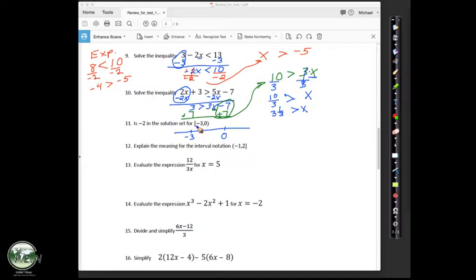For -3, do we have a closed circle or an open circle, and why? Closed, because it's a greater than or equal to, it's a bracket. A bracket is going to tell us a closed circle. That means -3 is included in this interval.